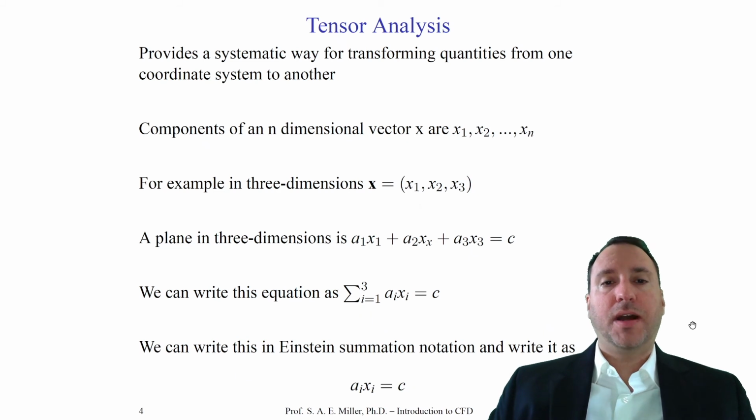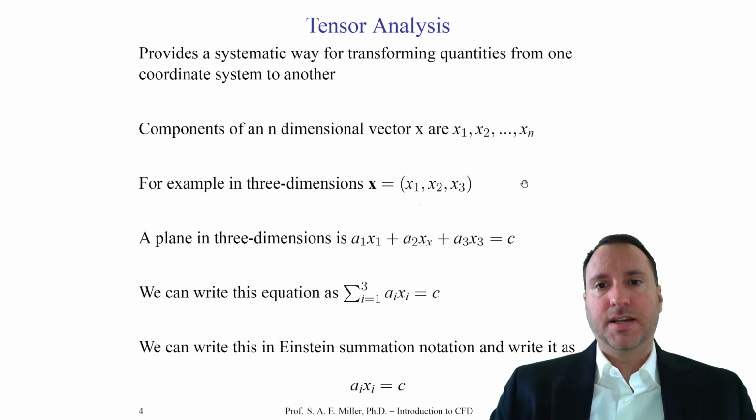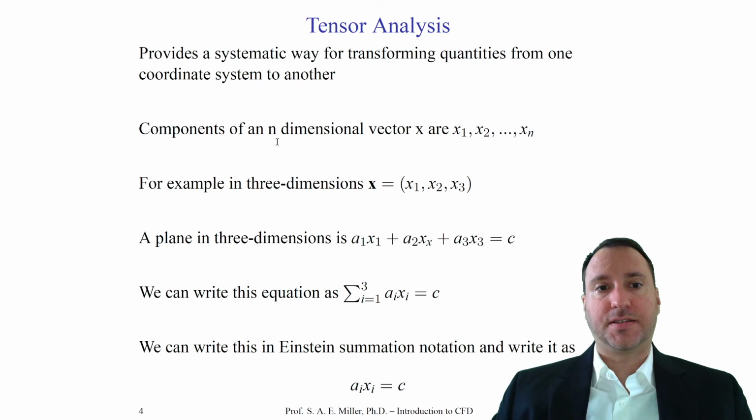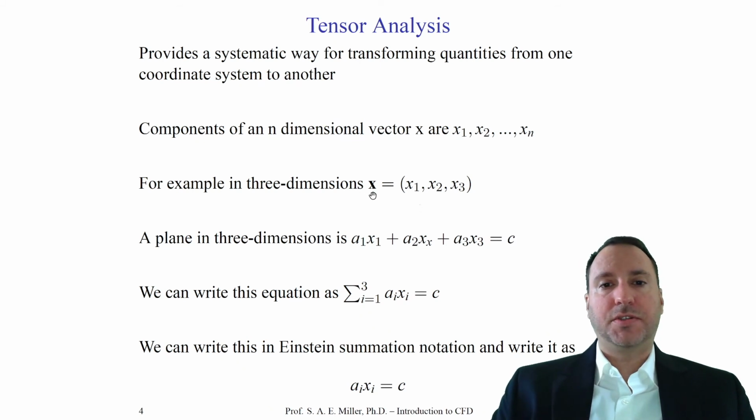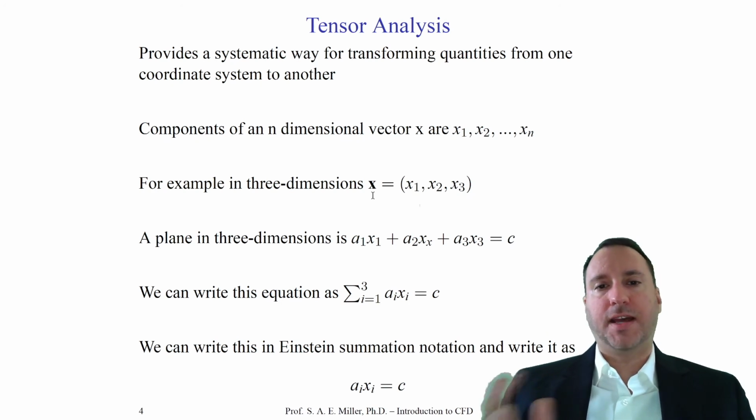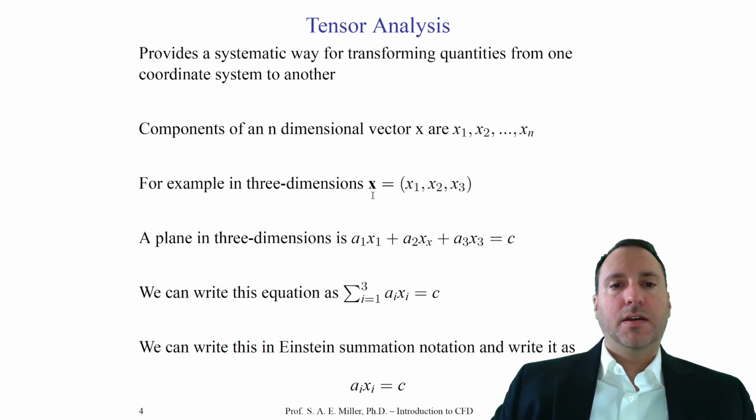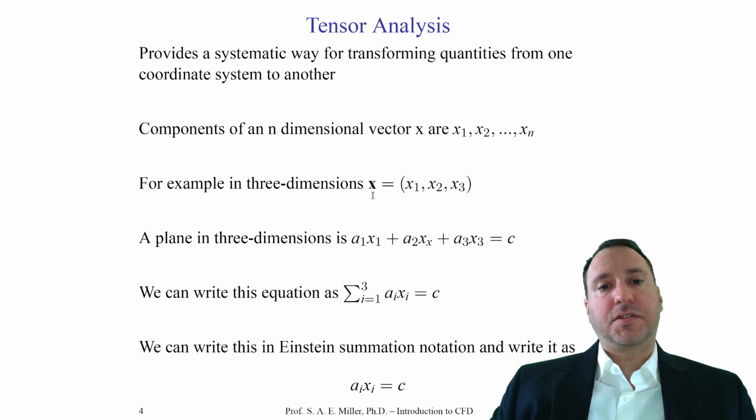We might write components of an n-dimensional vector x as x1 through xn, where n is the so-called dimension of the vector x. For example, in 3 dimensions, which is what we'll typically work with in computational fluid dynamics, or perhaps 2, you would have vector components x1, x2, and x3. This is probably very familiar for most students at this level. We would write these vectors as a bold symbol, bold x.